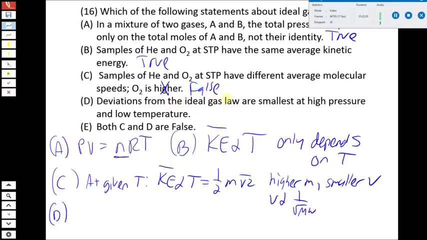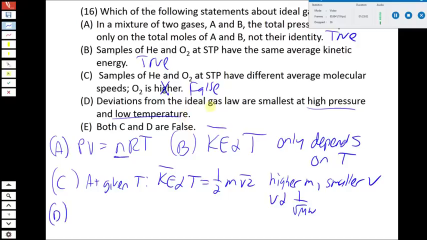Deviations from the ideal gas law are smallest at high pressure and low temperature. All right, so when we're talking about deviations from the ideal gas law, remember that the ideal gas equation, the key assumption is that the gas molecules are not interacting with each other at all. There's no intermolecular forces, no attractions, no repulsions, no anything. And so if that's going to be true, you want the gas molecules to be as far away from each other as possible, and you want them to be moving as quickly as possible so they don't spend a lot of time interacting or colliding with each other.